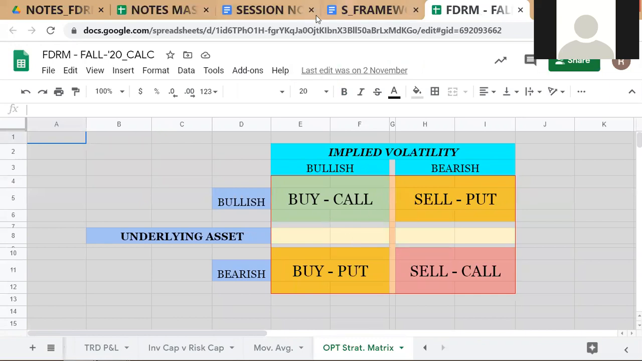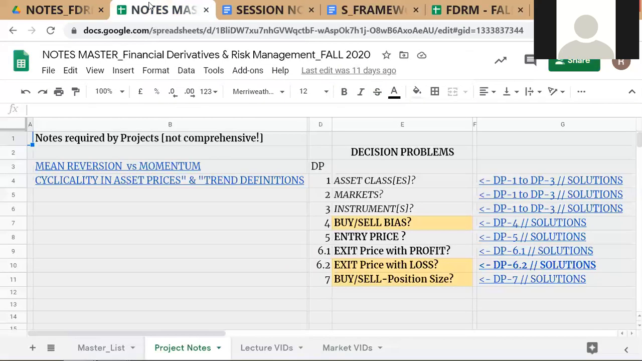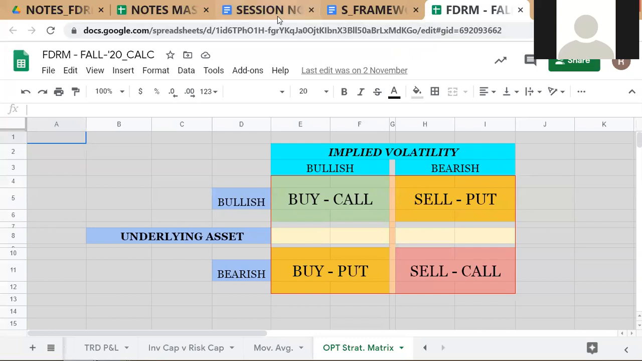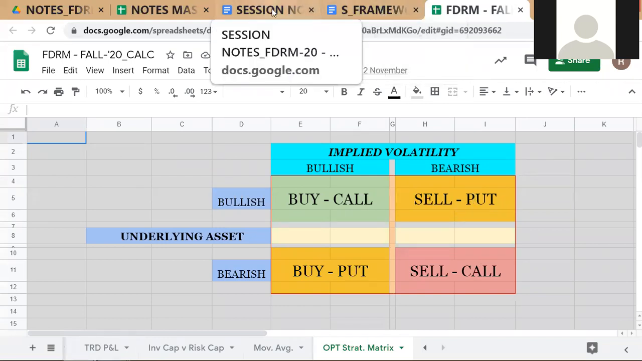If you decide to be a buyer here under buyer or seller, buy-sell bias, whatever you decide, buy or sell, you have a further decision. If you're buying, you want to buy calls or do you want to buy puts. And similarly, when you decide to sell, there's a put or call decision to be made. So that's a second decision that you have to make.